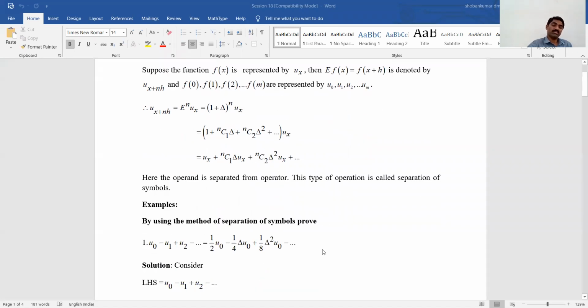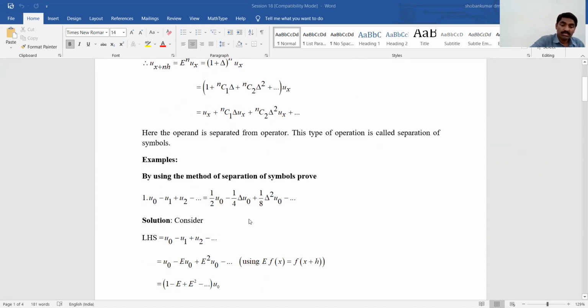Now we have to discuss a few examples. By using the method of separation of symbols, prove u0 minus u1 plus u2 minus and so on is equal to 1 by 2 u0 minus 1 by 4 delta u0 plus 1 by 8 delta square u0 minus and so on. Here LHS is u0 minus u1 plus u2 minus u3 and so on. Now I have to prove the right-hand side.